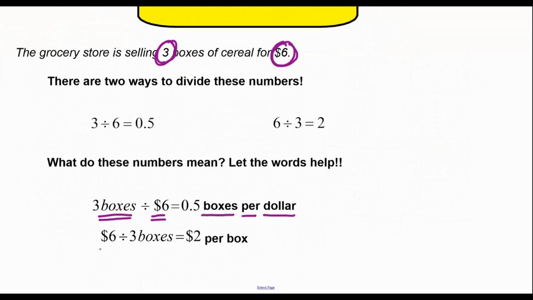And then the 6 divided by 3, that was dollars divided by boxes, and that's $2 per box. Dollars divided by boxes will tell me dollars per box. So it's $2 for every box of cereal. So be careful when you're dividing these numbers. Let the words tell you what unit rate you're finding, because there's always 2 unit rates for every situation. Make sure you're doing the right one.